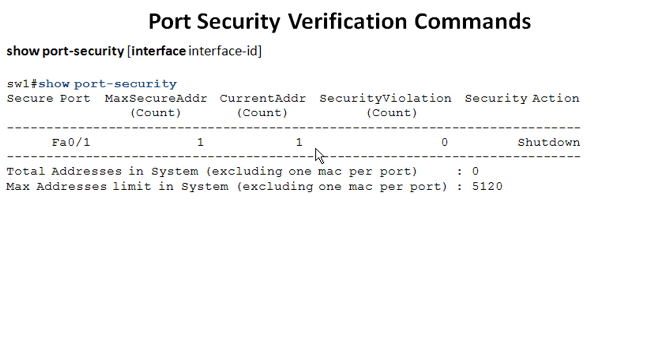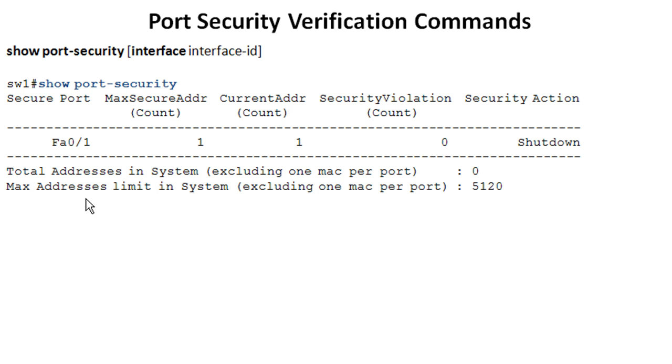Doesn't give you as much detail as the next command that we'll show and we've already seen, but it tells you what the maximum amount of MAC addresses allowed is, how many are currently on that port, and by on that port I mean in the list of secure MAC addresses, how many violations have occurred on this port, and then what the violation mode is, and it's got the default of shutdown.